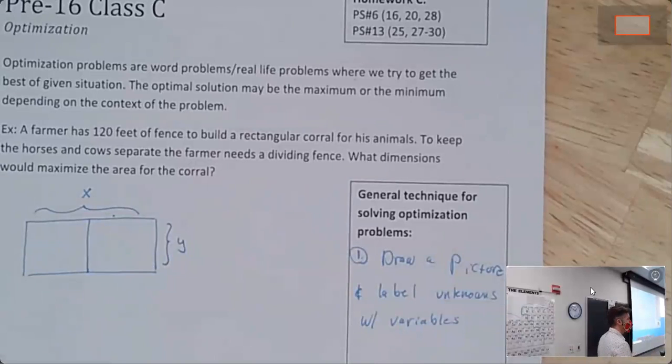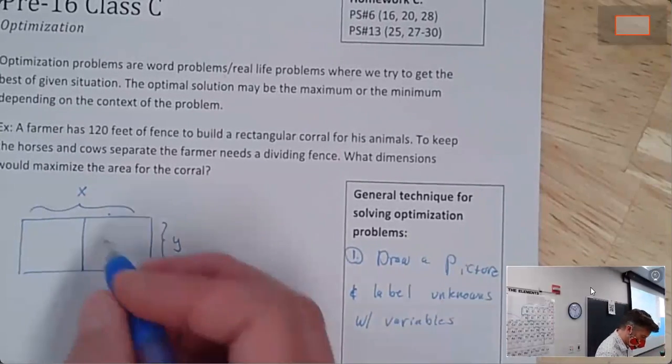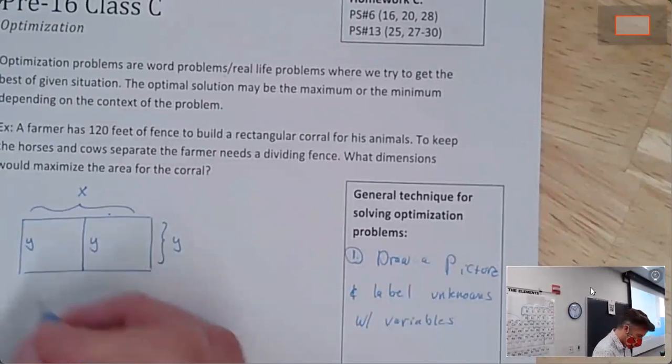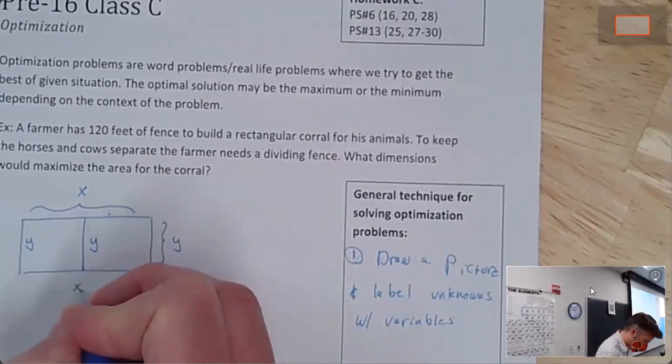You can use any letters you want. You can use L and W for length and width. You could use A and B, whatever, right? As long as you're not utilizing something that's already been used somewhere else, you're good to go. Now, it is important that the other side also get labeled. So this side also has a length of Y. This side also has a length of Y. This side also has a length of X.